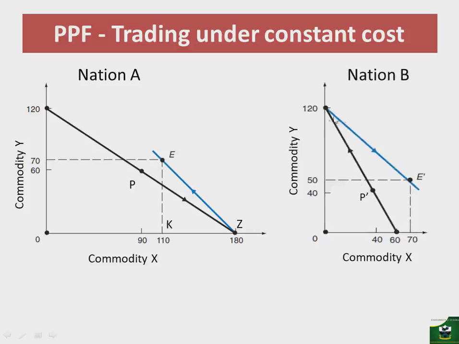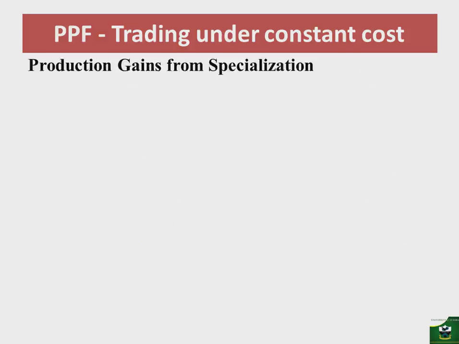In a similar way, we also have nation B. Nation B is at point P prime, where it's producing 40 of X and 40 of Y. And clearly we see that the slope of this line is 2, which measures the relative commodity prices, and therefore this tells us that nation B has a comparative advantage in the production of commodity Y. With that, nation B will specialize in producing Y, and that is, it will go at point Z prime, and from there the nation will consume at point E. So if nation B exports 70 of Y and imports 70 of X, then it will consume at point E.